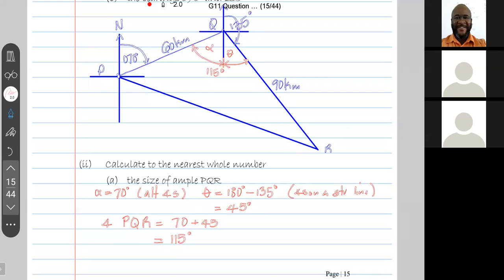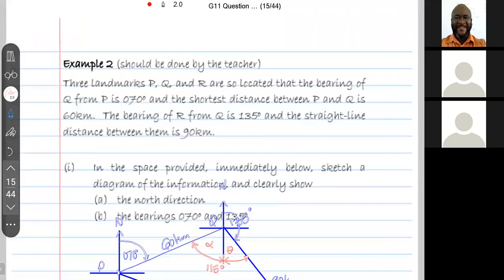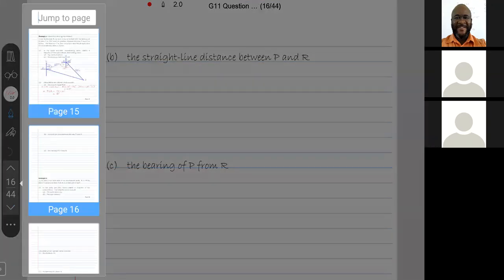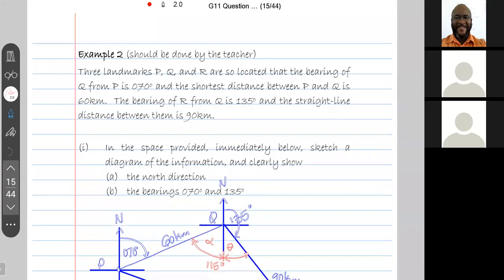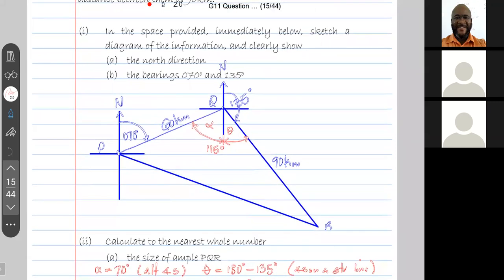All right, let's see what we're asked next. Next, we're asked to calculate the straight line distance between P and R. Calculate the straight line distance between P and R. And guys, if you look at the triangle now, triangle P, Q, and R.